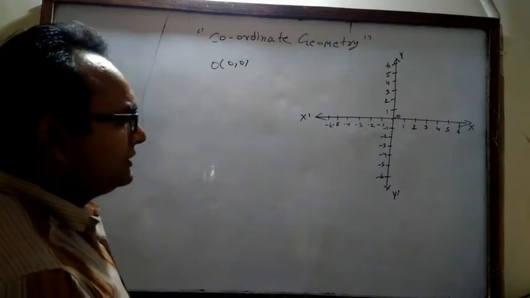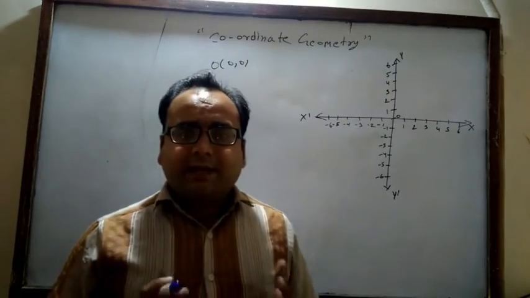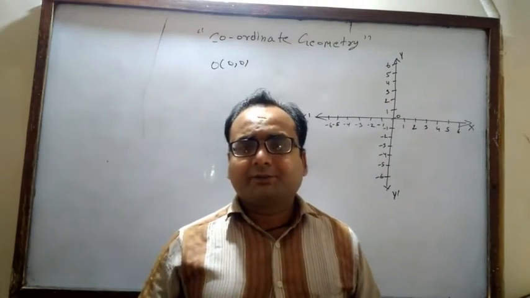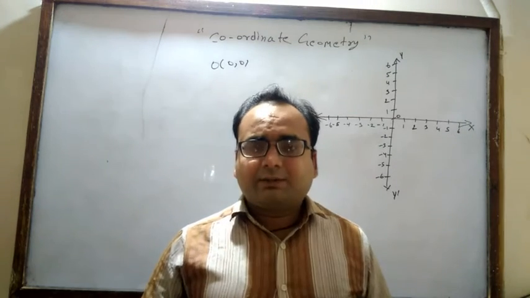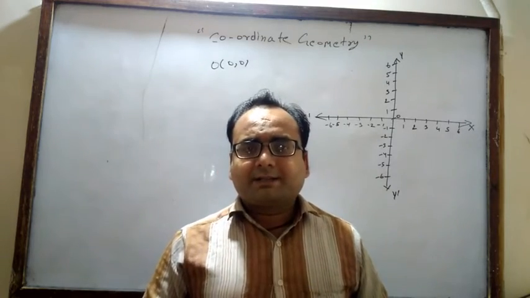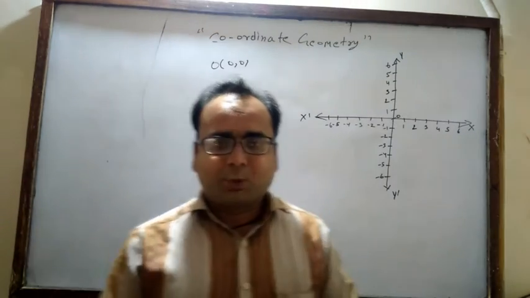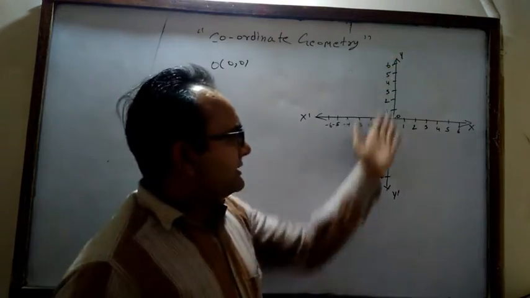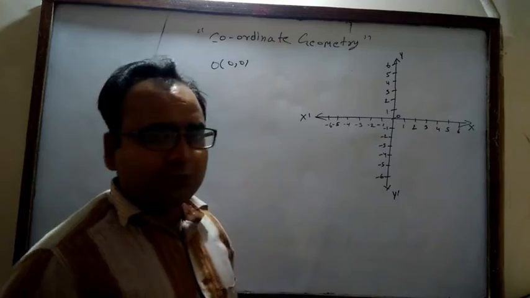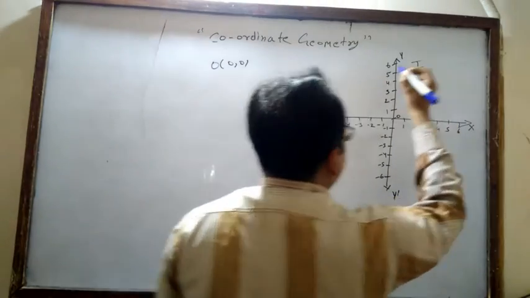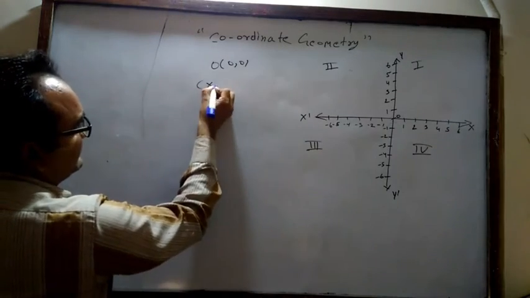The distance of a point from the x-axis is called the y coordinate, or we can say the ordinate. The distance of a point from the y-axis is called the x coordinate, or we can say the abscissa. This coordinate plane is divided into four parts, the four quadrants: the first quadrant, the second, the third, and the fourth.